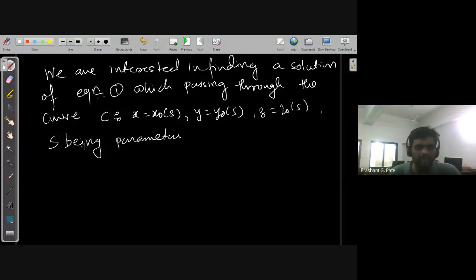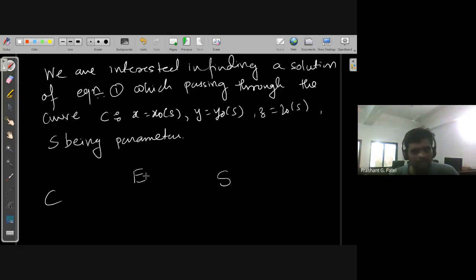So we expect the solution to be an envelope of a one-parameter subfamily of equation 1. Let E be the envelope containing this curve C, and S be the subfamily of that. So C is the curve. We'll consider E an envelope which contains the curve C, and S is the subfamily.